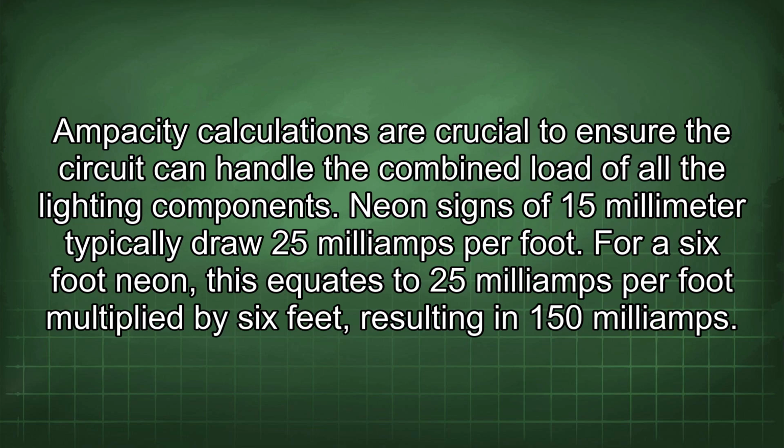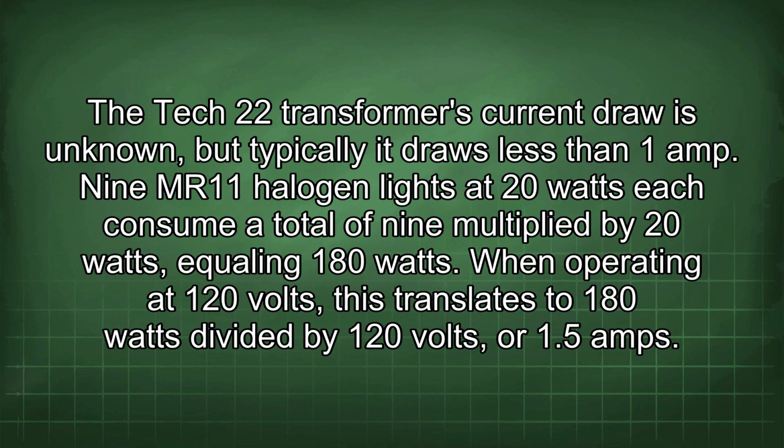Neon signs of 15mm typically draw 25 mA per foot. For a 6-foot neon, this equates to 25 mA per foot multiplied by 6 feet, resulting in 150 mA. The TEC22 transformer's current draw is unknown, but typically it draws less than 1 amp.